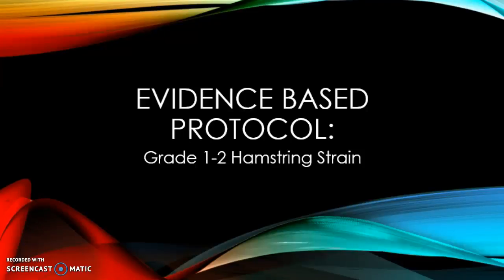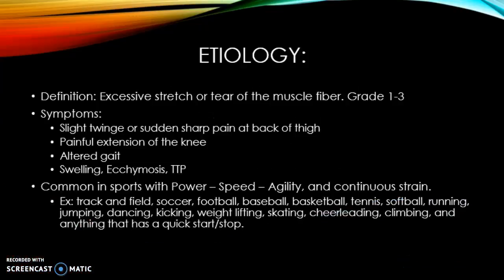Here we are with the evidence-based protocol for a grade 1 to 2 hamstring strain. The definition of a hamstring strain is an excessive stretch or tear of the muscle fiber, and there are 3 different grades. The first one is basically just a stretch. The second one is a partial tear, and grade 3 is a full tear.